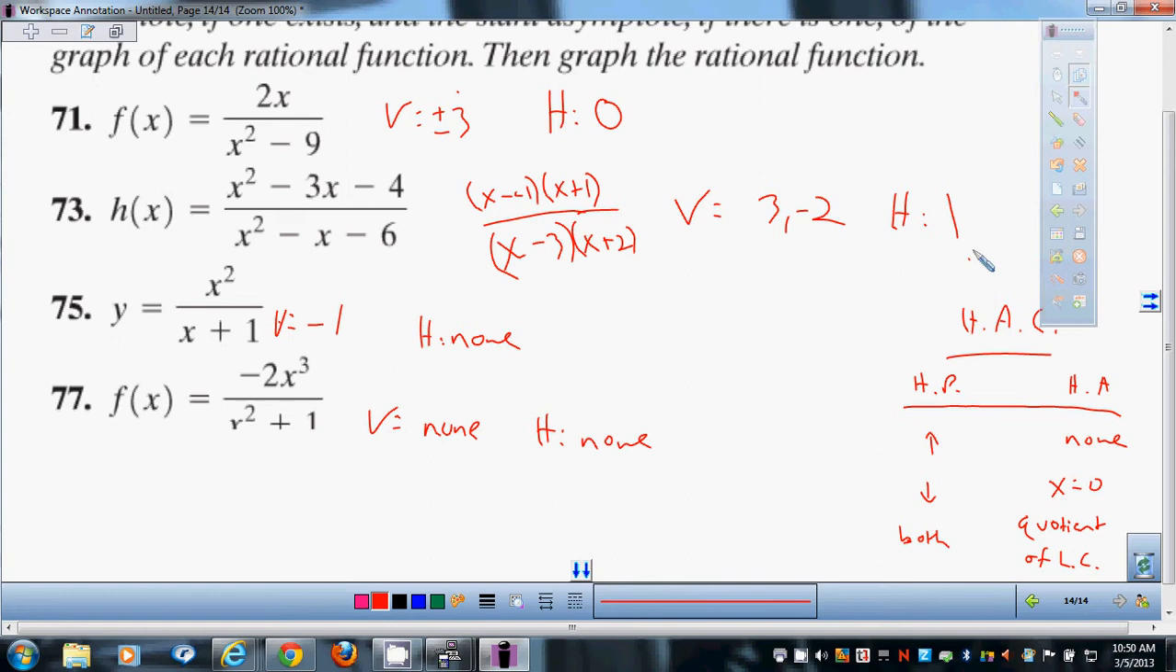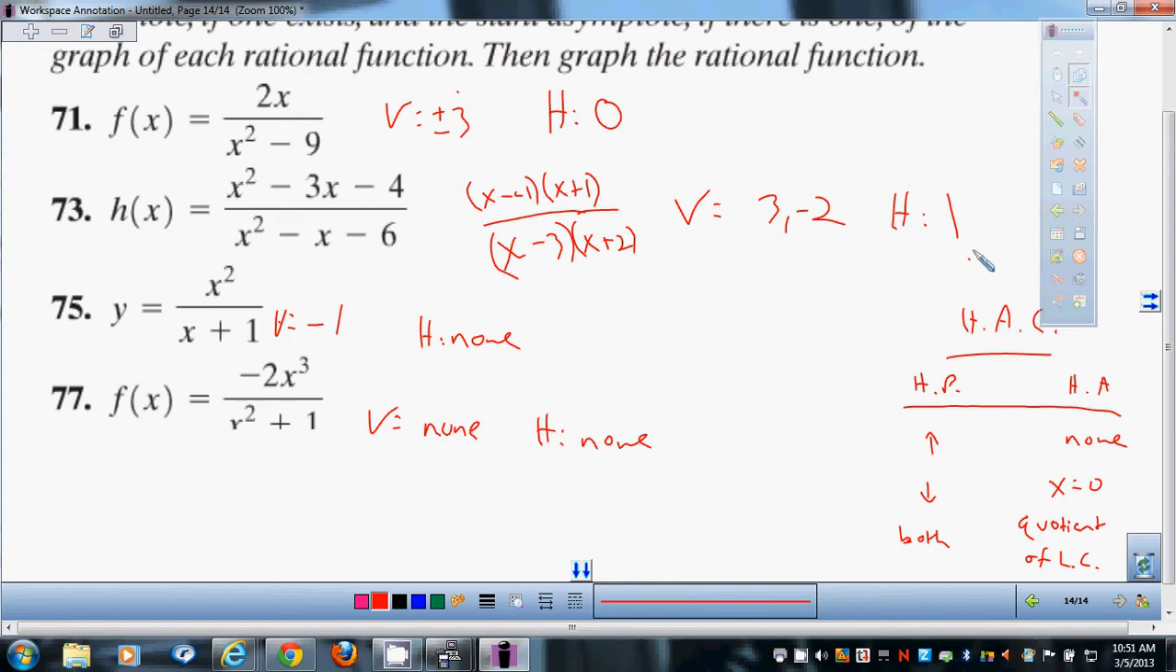Now, it also asks for slant asymptotes. Slant will only exist if the top is exactly 1 power higher than the bottom. That is the only time you're going to have a slant. Does this one have a top of 1 power higher? No. So this one will have none. What about number 73? Is there a slant? Nope. Another thing to remember is if you have a horizontal, you're not going to have a slant.